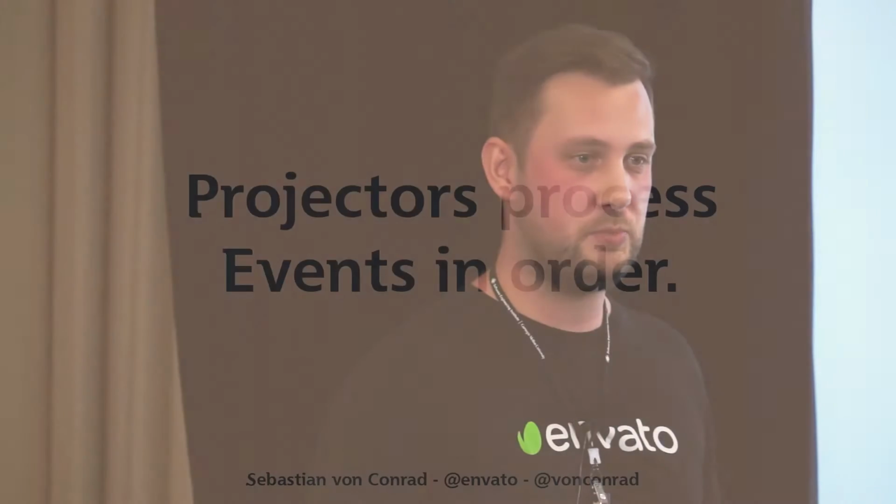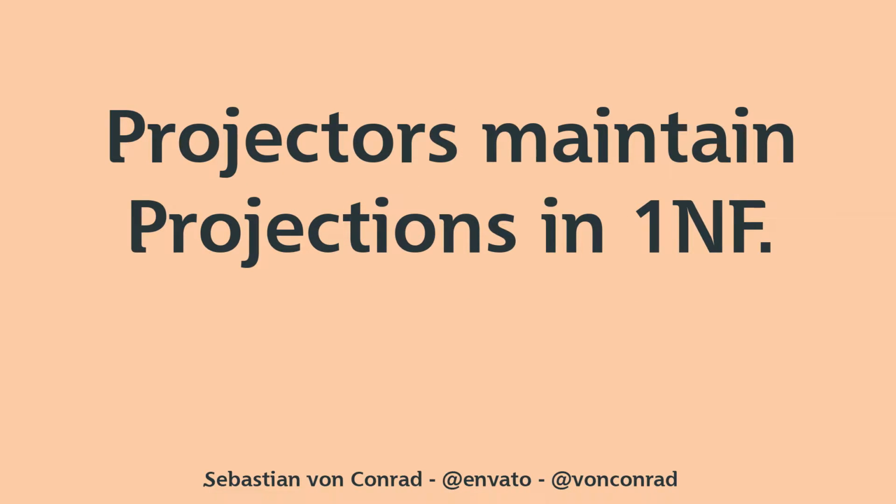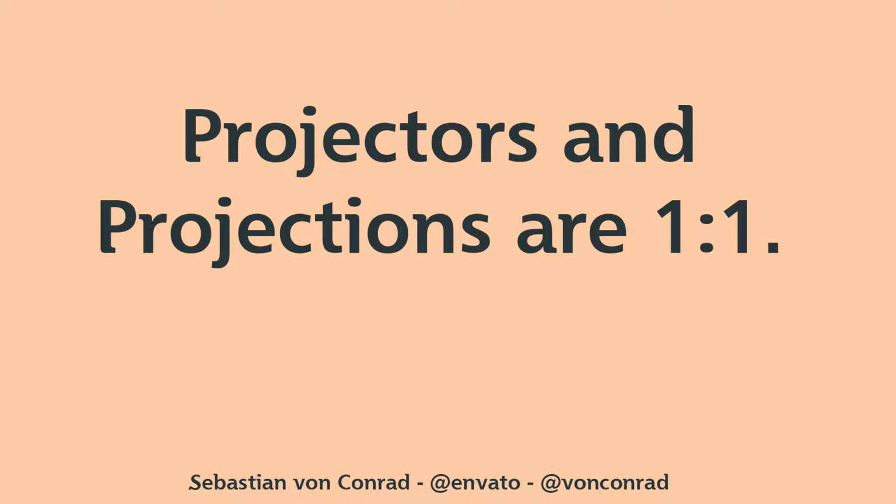So projectors just subscribe to the entire event stream and process the events that they're interested in. The projections are completely denormalized. And there's a one-to-one relationship between projectors and projections. So you have a single projector that's responsible for updating a single projection, which is typically a denormalized view, a single database table. In some cases it can be multiple, but it tends to be a single one.